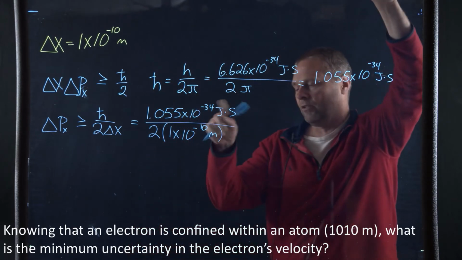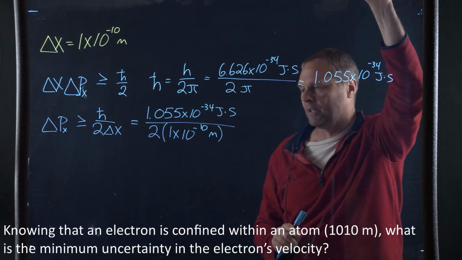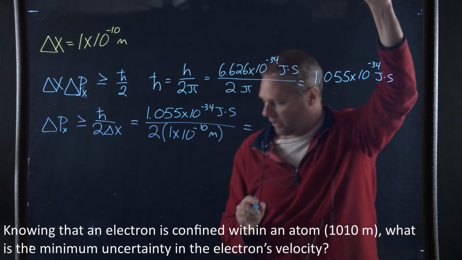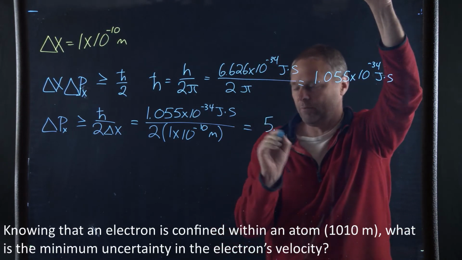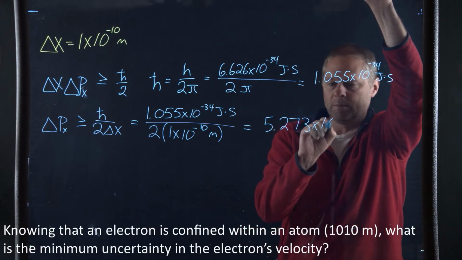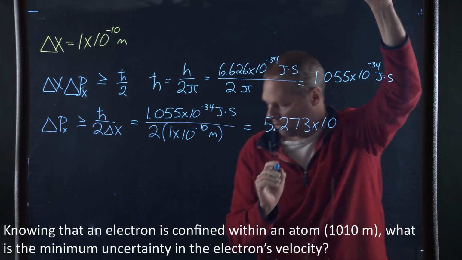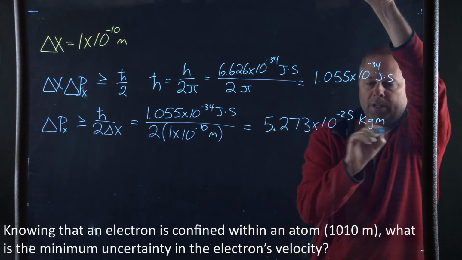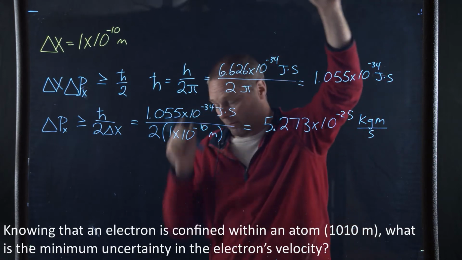We do this calculation remembering that a joule is a kilogram meter squared per second squared. We do this calculation, and we come out with 5.273 times 10 to the negative 25th kilogram meter per second, which is going to be the momentum.